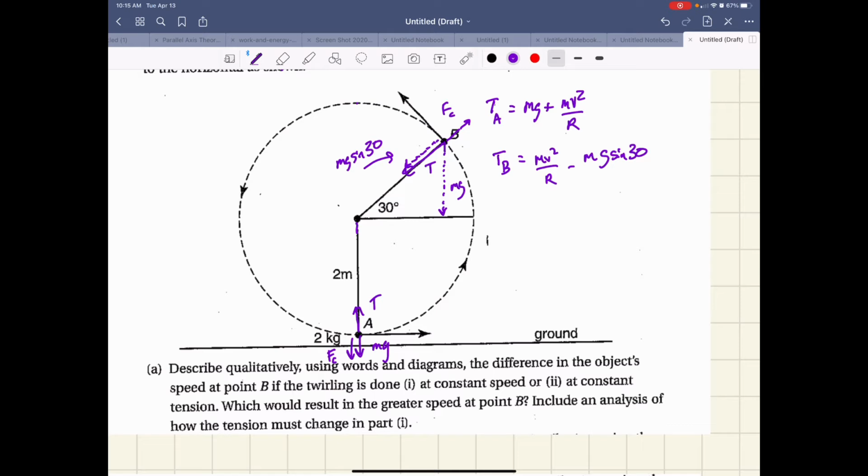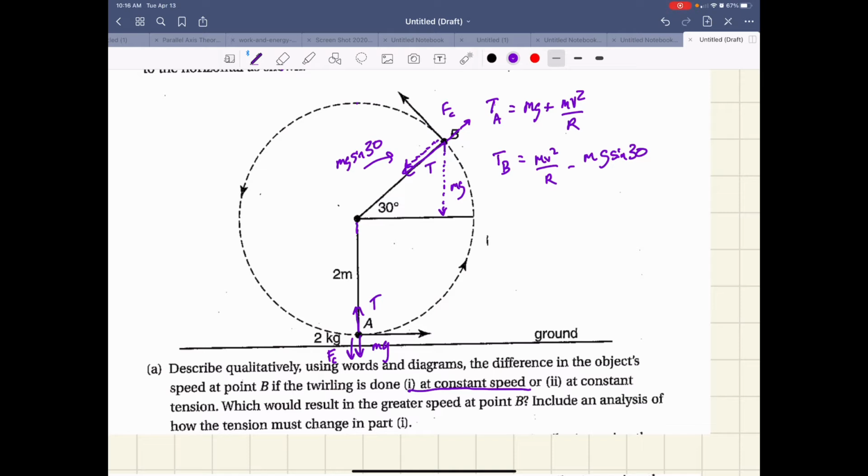So you can see that the tension, now keep in mind right now I'm considering that v is constant, because for part 1 it does say constant speed. But the tensions will not be equal. So that's the qualitative description using diagrams and symbols. There will obviously be no speed difference at point B if the twirling is done at a constant speed. However, the tension is constantly changing.